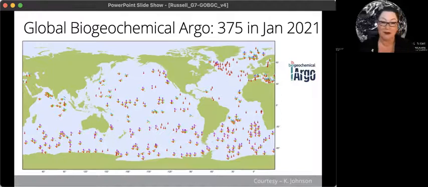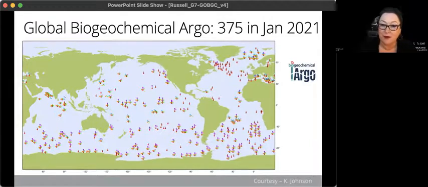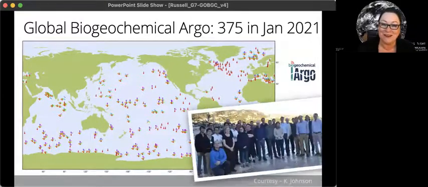So the floats are going into the water one after the other, although it's been very difficult during the pandemic, and I have to take my hat off to all the amazing scientists, seagoing as well as in the lab, who have worked so hard to make sure that we could continue to deploy this amazing array. I am incredibly proud of the hard work they put in to make this happen. These biogeochemical floats, and there were 375 in January. I'm sure there are more now, but I'm sorry I didn't download the next plot.